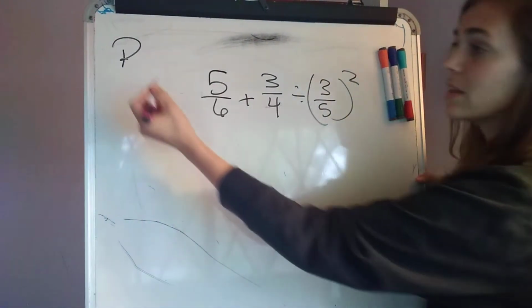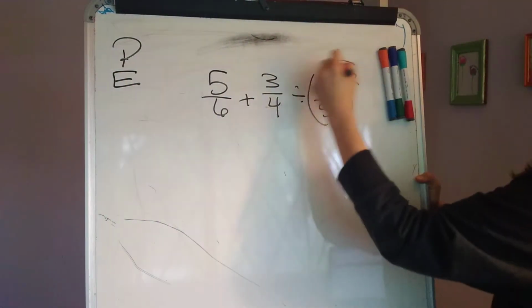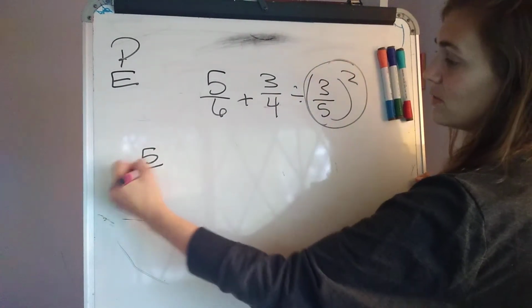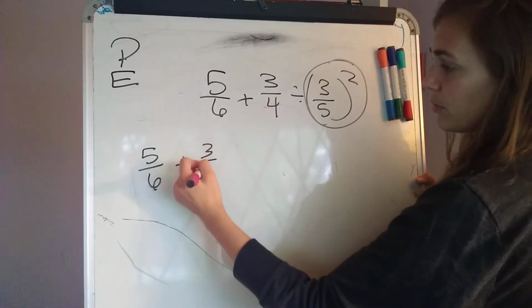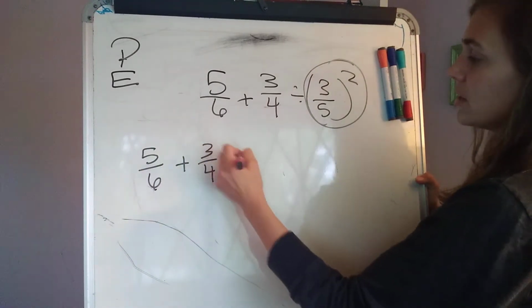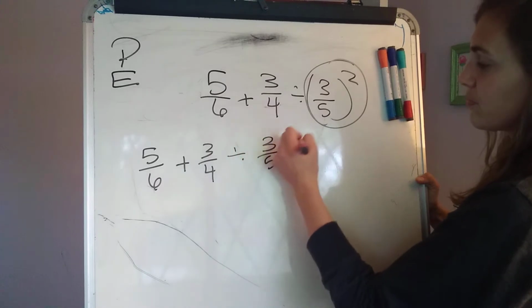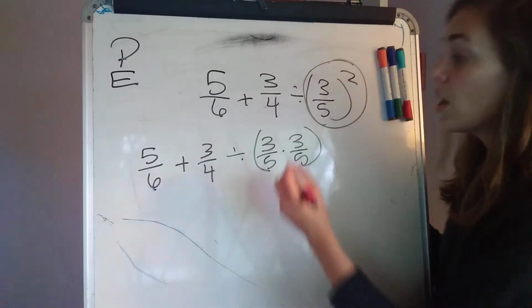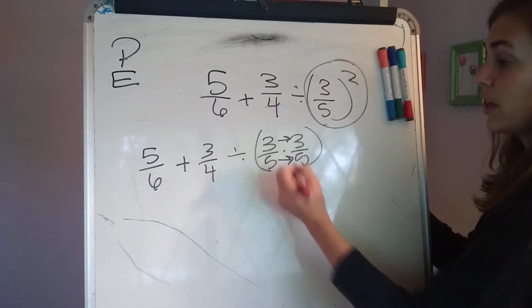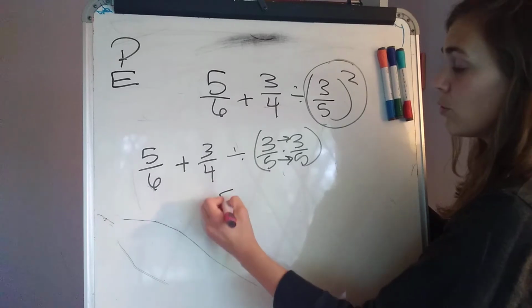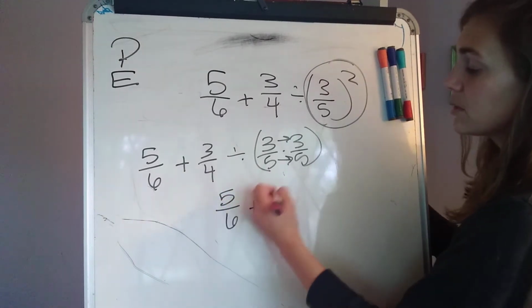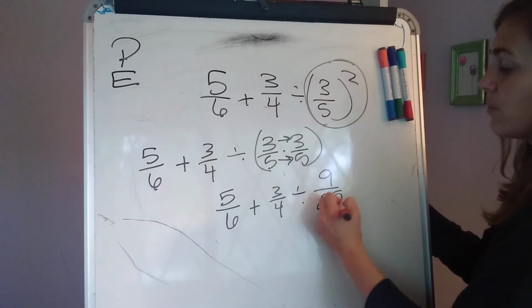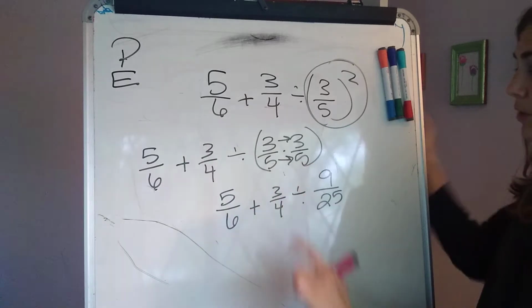So instead, we're going to leave it as it is. We've done the parentheses. Now we need the exponents. Here we have our exponents. We have to find the 3/5 squared. So I'm going to rewrite this as 5/6 plus 3/4 divided by 3/5 times 3/5. When you are multiplying fractions, you multiply straight across. So our new equation is 5/6 plus 3/4 divided by 9 over 25. We multiply across, multiply across.